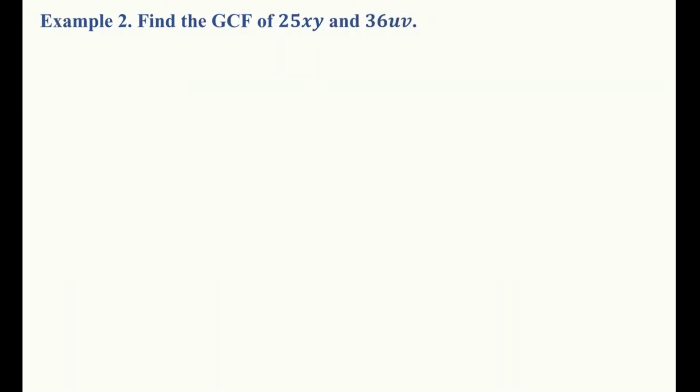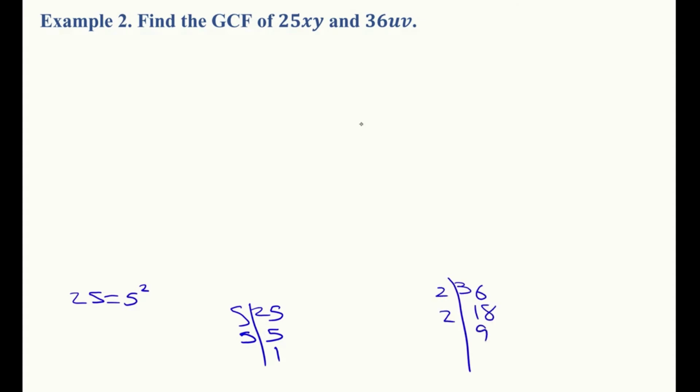How about this one? 25xy and 36uv. What would be the common factor of those two expressions? Well, we know 25 factors as 5, 5, 5, 1. So 25 we know is 5 squared. For 36, we have 2, 18, 2, 9, 3, 3, 3, 1. So 36 is 2 squared times 3 squared.